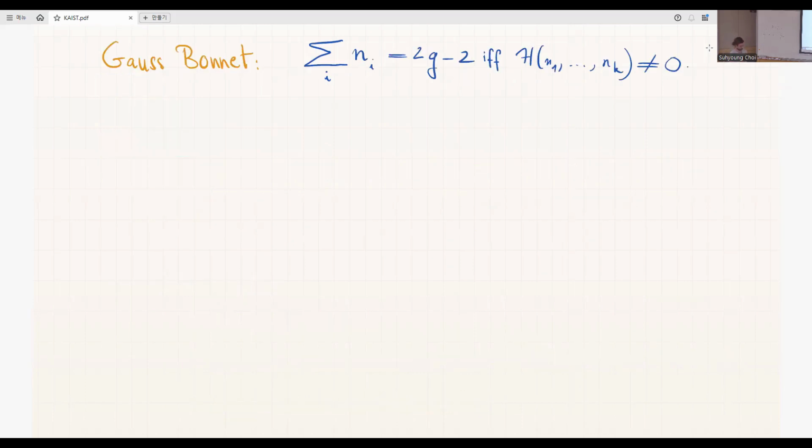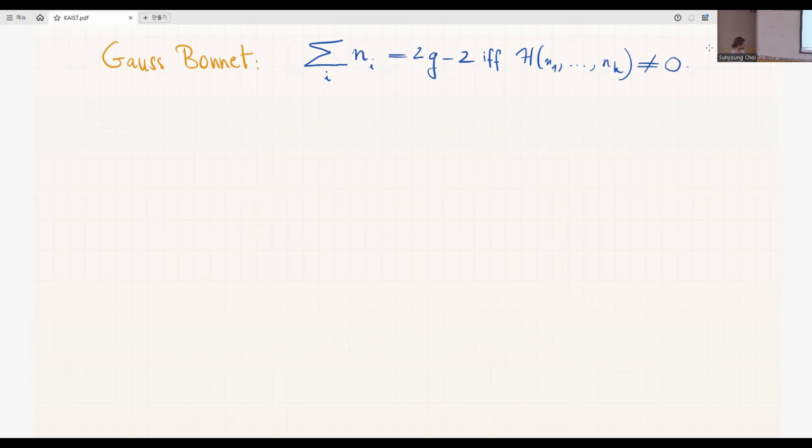So first of all, if I want my space of translation surfaces to be non-empty, I need the sum of the ni to be 2g minus 2. That's just the Gauss-Bonnet theorem, right? Because we have a flat metric with conical singularities, which are where the curvature concentrates. So this must be satisfied if we want to say something, and I'm assuming now that this is the case.